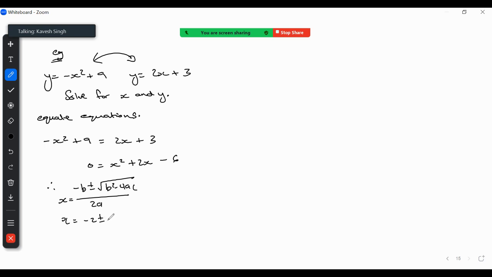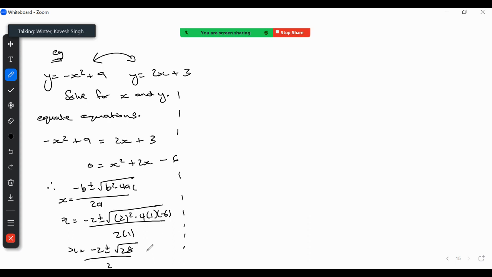So minus 2 plus or minus the square root of b squared, which is going to be 2 squared, minus 4 times 1 times minus 6, over 2 times 1. That'll be 4 plus 24, 28, over 2. Once I found this, I've got to substitute it back into any one of the equations. All right, so let's see what x is.